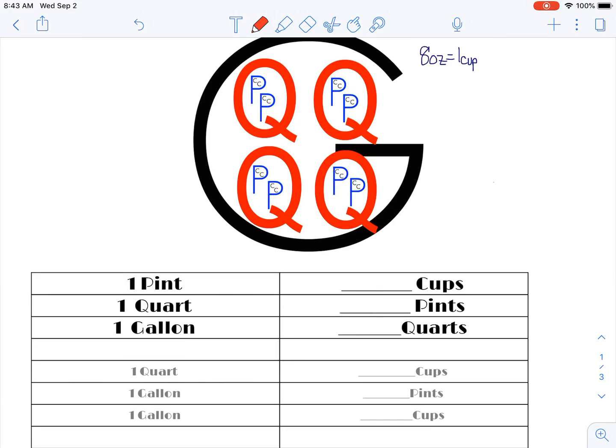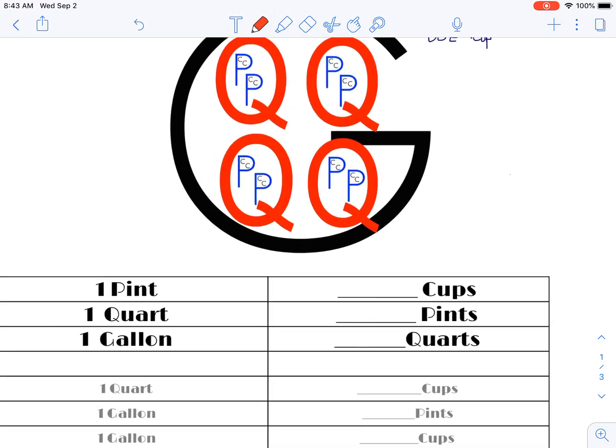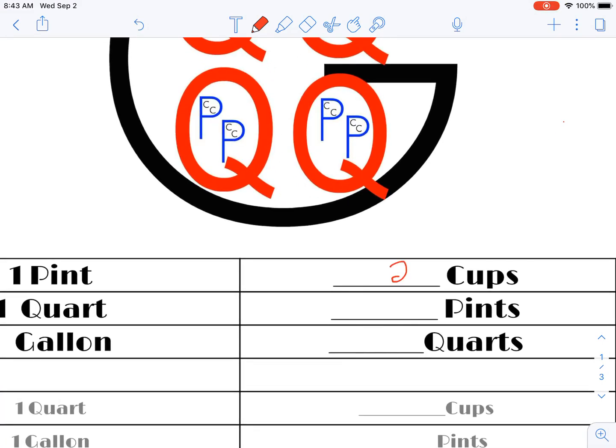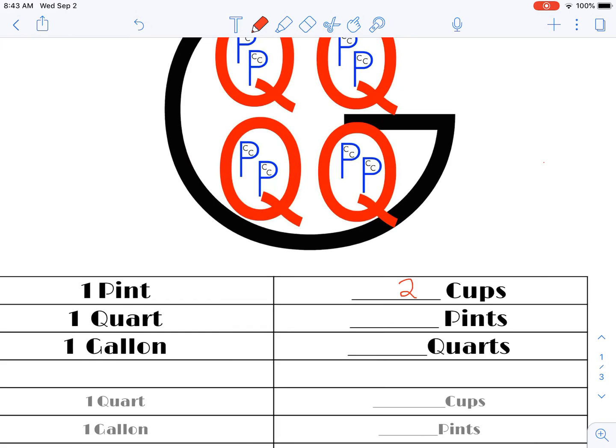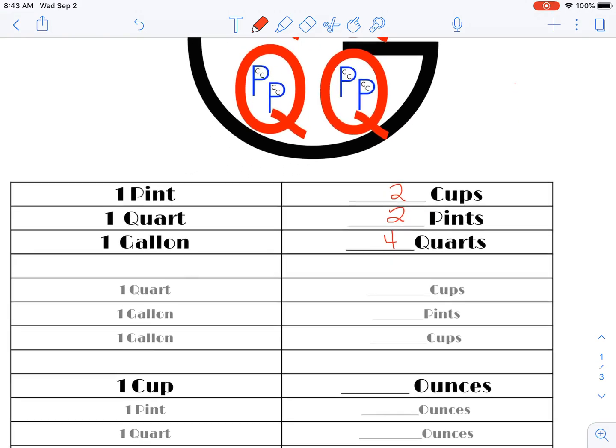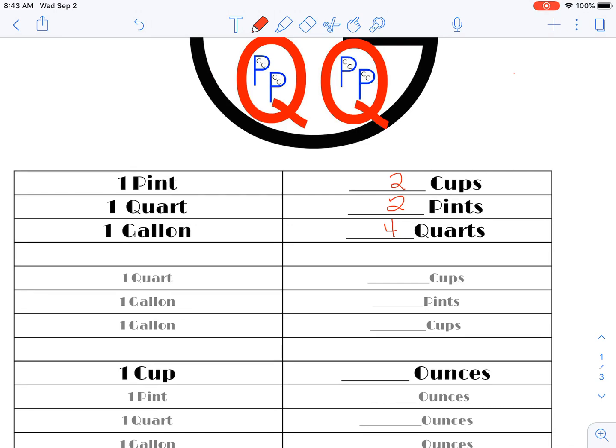So using the drawing up here, in a pint, so inside of the P's, there are 2 cups. In a quart, how many pints are there? So in the Q, there are 2 pints. And in a gallon, we know that there are 4 quarts. Down below, I just told you that there are 8 ounces in a cup. The rest of these that are written in gray, we have to do a little bit of thinking about, okay? Or we can look at the picture actually.